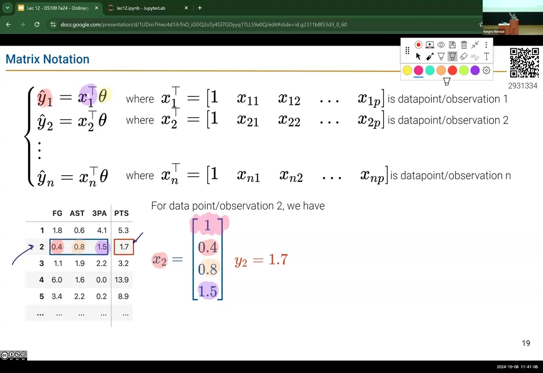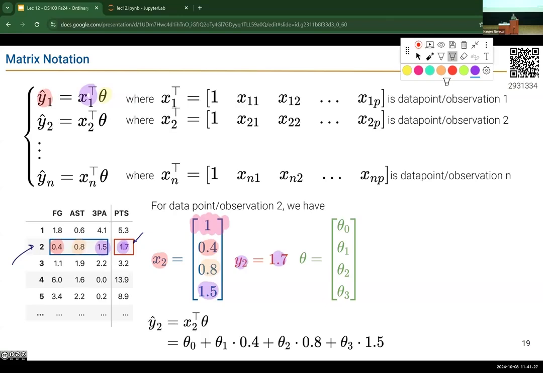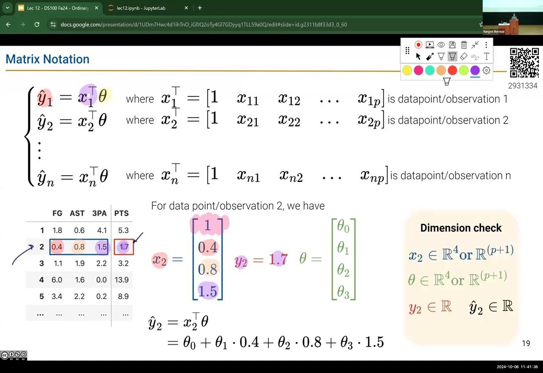And this entry is going to be related to a feature that's simulating what's going to be multiplied with theta 0. My target value, based on what I have here, is going to be 1.7. And if I have the theta vector with all of those theta values, theta 0, theta 1, theta 2, and theta 3, then I can calculate the dot product between x2 and theta, or calculate x2 transpose times theta, and get all of these values. One thing that I want you to notice is the dimensionality of all of these vectors that I'm dealing with, because this dimensionality is going to be very helpful moving on.